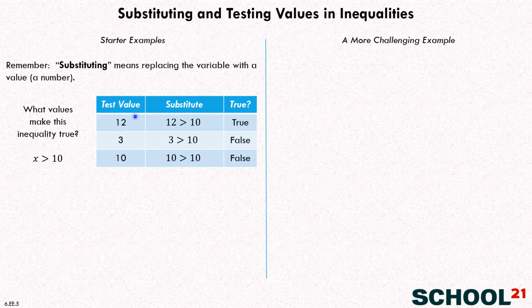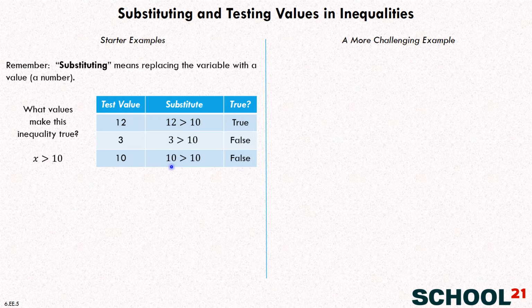If we put 12 in, we can substitute it in for the x, and it says 12 is greater than 10. Is that true? Yes. Yep, so that's true. Now we could put in 3 for x: 3 is greater than 10. Is that true? No. So we put false. And then this one's a little bit tricky. You could put 10 in, so you have 10 is greater than 10. That might seem close enough, but is 10 really greater than 10? No, it's not. So that's also false.